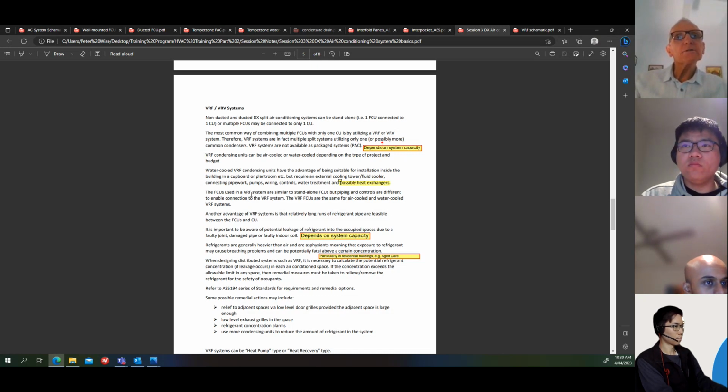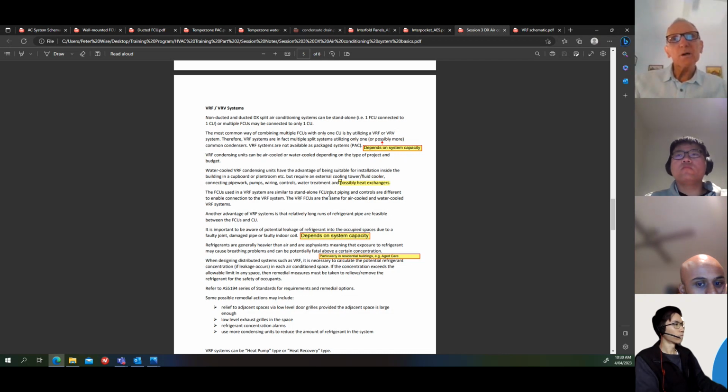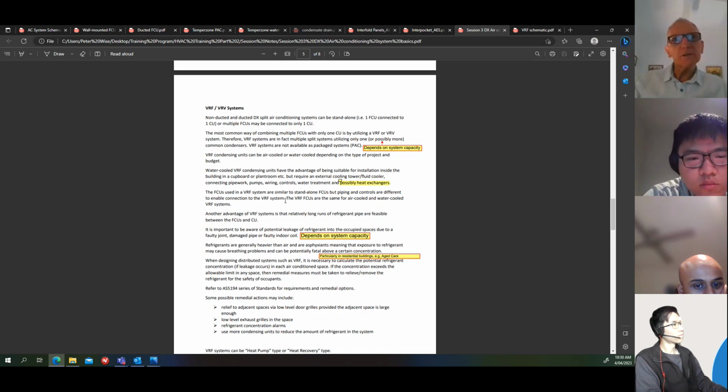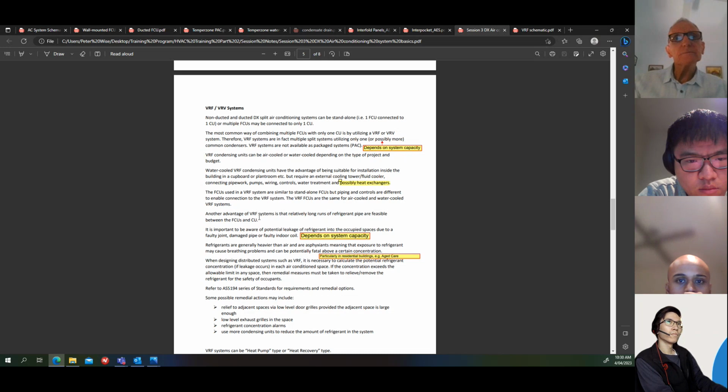The fan coil units used in a VRF system are similar to the standalone fan coil units, but the piping and controls are different to enable connection to the VRF system. VRF fan coil units are the same for air-cooled and water-cooled systems. So exactly the same fan coil units, but you just either have an air-cooled condensing unit or a water-cooled one.